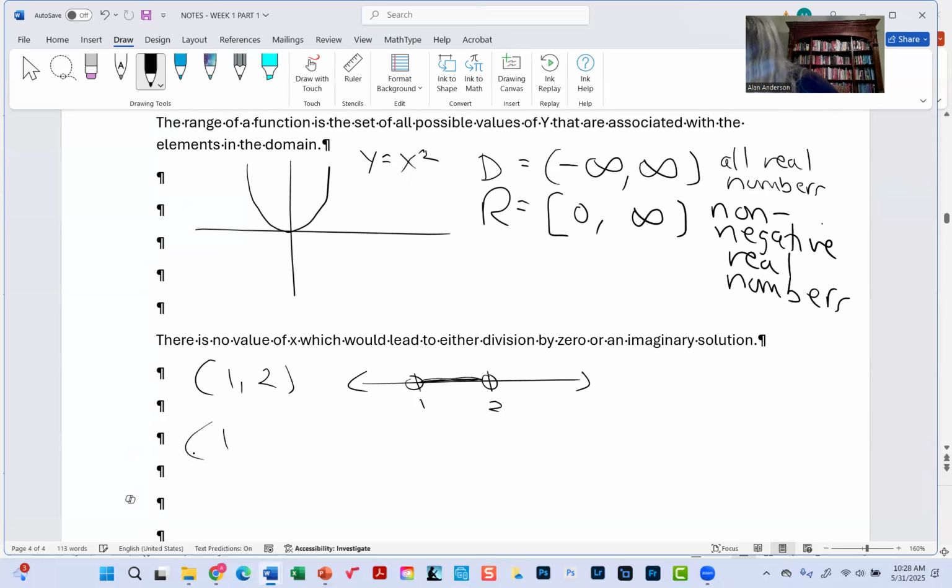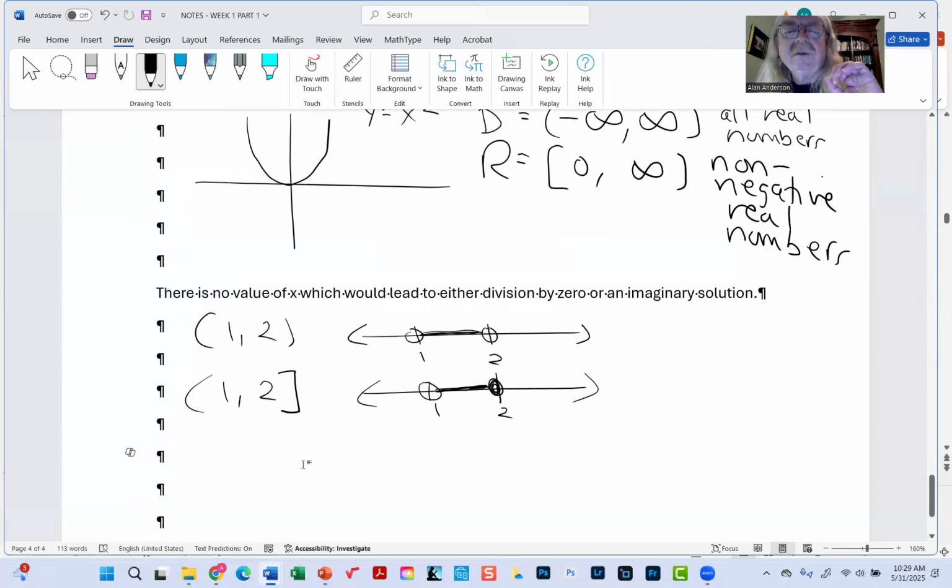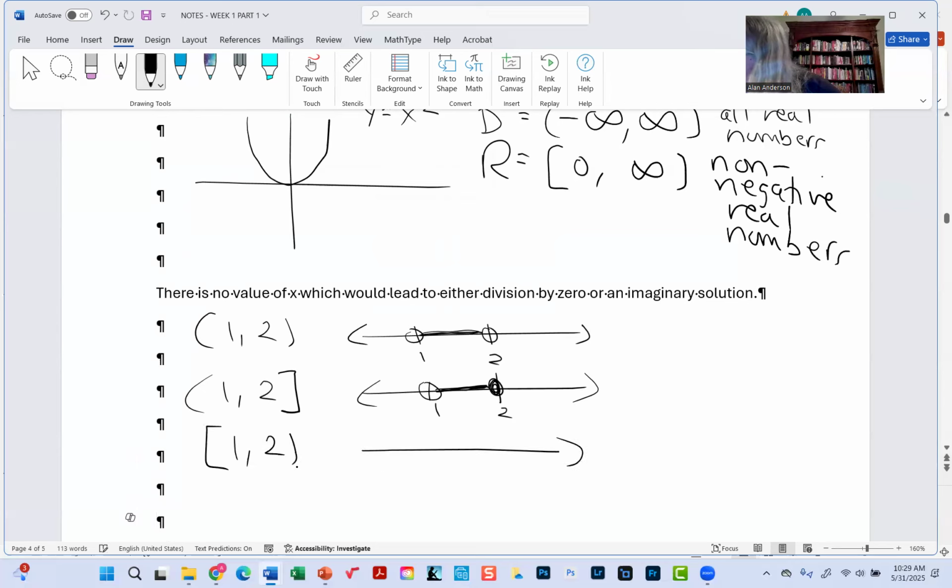Okay. By adding a square bracket like that, it means the 2 does count, but not the 1. The hollow circle means it's not part of the interval, but the solid black one means that it is. So you might remember this notation from a previous math class. This one means that 1 is included, but not 2.